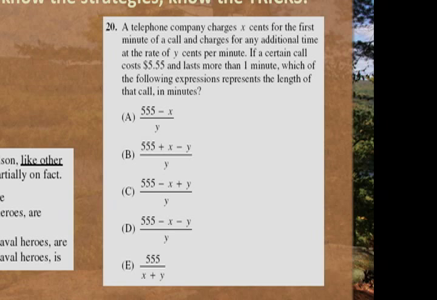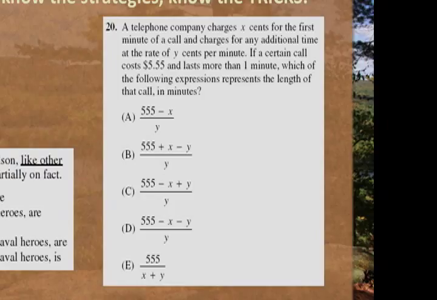This one says a telephone company charges a certain x cents per call and additional time at a rate of y cents per minute. If a certain call costs $5.55 and lasts more than a minute, which of the following expressions represents the length of that call in minutes? And then they give you 5 of the ugliest answer choices you've ever seen in your life. What the heck am I supposed to do?